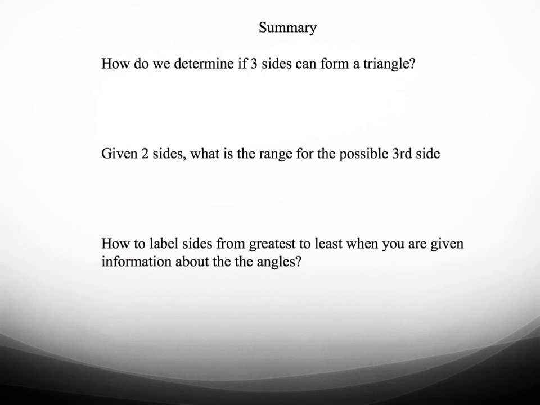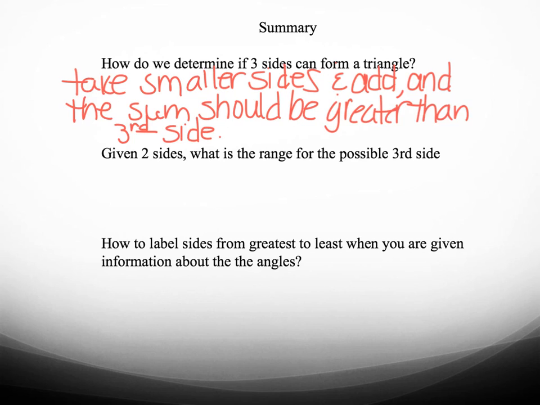So, summary. How do we determine if 3 sides can form a triangle? We take the 2 smaller sides and add them, and the sum should be greater than the third side. It can't be smaller, it can't be equal, it must be greater.